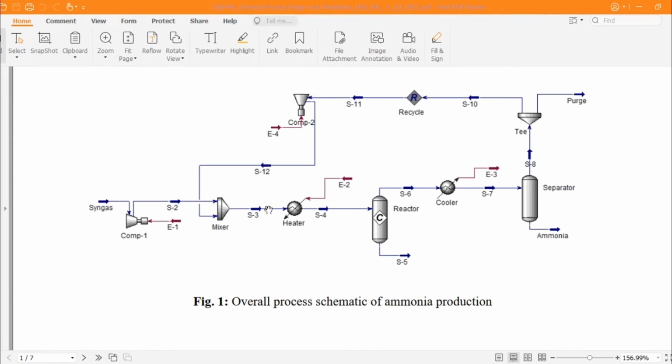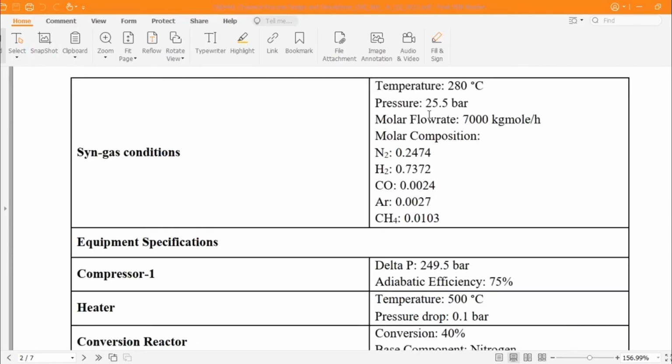So we will be doing the simulation in Aspen HYSYS. First we will build the simulation, then we will give the specifications of feed, equipment, and so on. So let's quickly move to Aspen HYSYS, but first we will read the conditions of the syngas feed stream, because we need to first specify the components, and without specifying components and a fluid package we cannot go to the simulation environment. The components involve nitrogen, hydrogen, CO, argon, and methane. And for the ammonia system, obviously we will add ammonia as well.